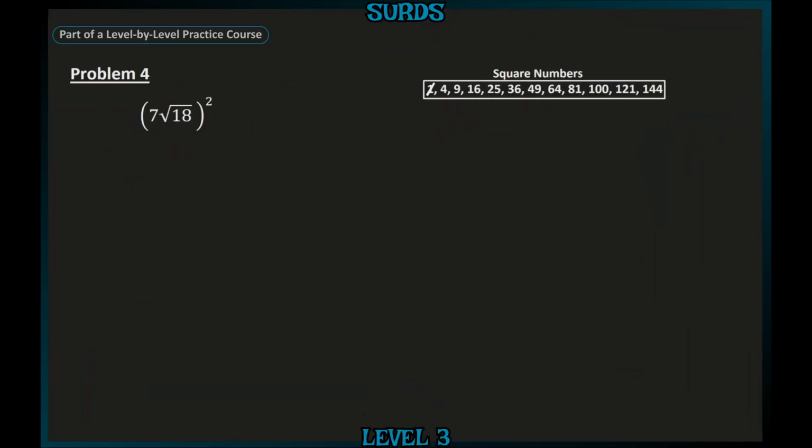In problem 4, we're simplifying 7 root 18 squared. Now squaring a number means that we're multiplying the number by itself. So we can rewrite this as 7 root 18 multiplied by itself. So multiplied by 7 root 18.